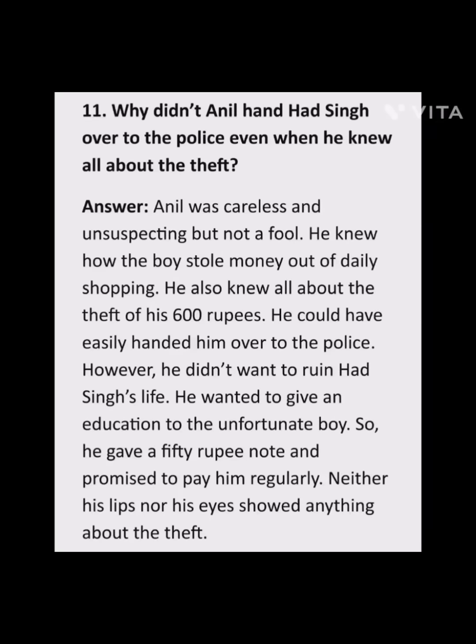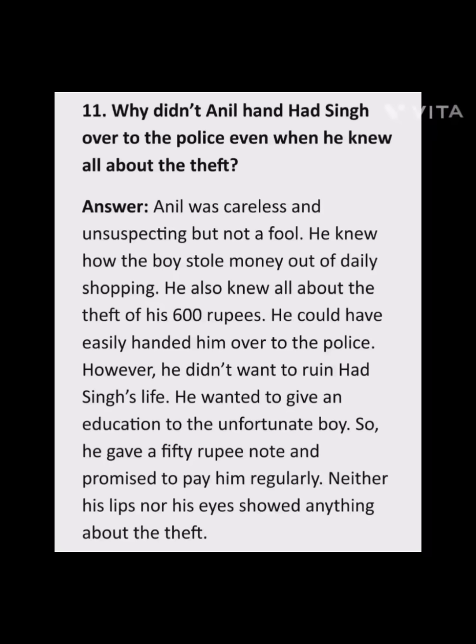11th, why didn't Anil hand Hari Singh over to the police when he knew all about the theft? Answer: Anil was careless and unsuspecting but not a fool. He knew how the boy stole money out of daily shopping. He also knew all about the theft of his 600 rupees. He could have easily handed him over to the police. However, he didn't want to ruin Hari Singh's life. He wanted to give an education to the unfortunate boy. So he gave a 50 rupee note and promised to pay him regularly. Neither his lips nor his eyes showed anything about the theft.